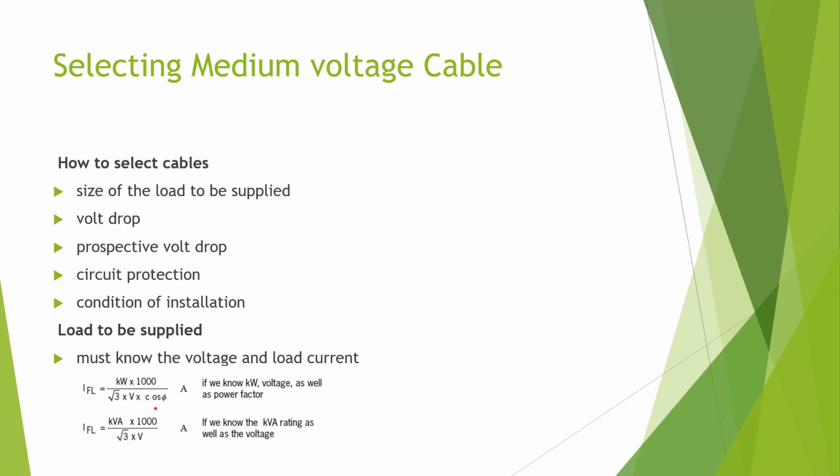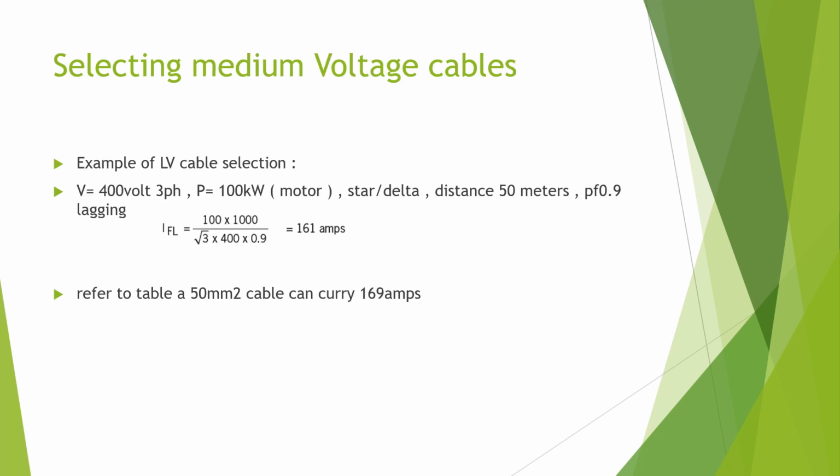Now, the first point we're going to look into is the load that must be supplied. If we want to work out the full load, the I full load, then we need to use this formula here to work out the amps or kiloamps of the specific circuit. That's very important to know. The second thing that's also important is an example of a low voltage selection.